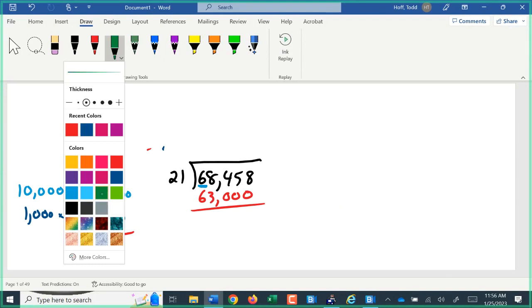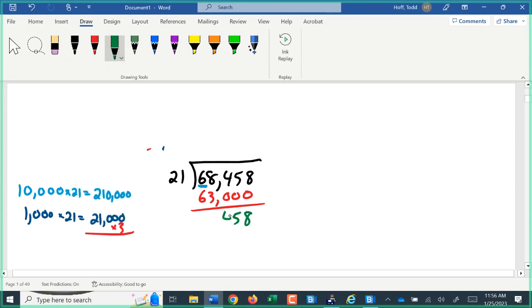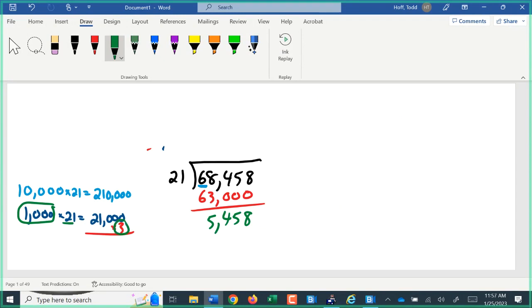Subtract that, and we have 5,458 left. But what we really subtracted there is we took a bundle of 1,000 21s. And we did it 3 times. 1,000 times 3, 3,000. That 63,000 that we subtracted was really 3,000 21s.